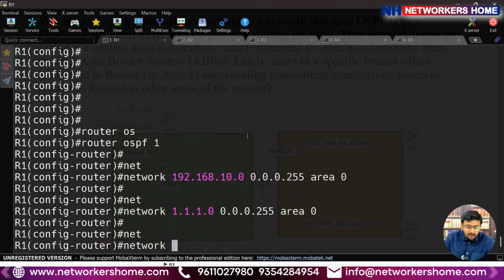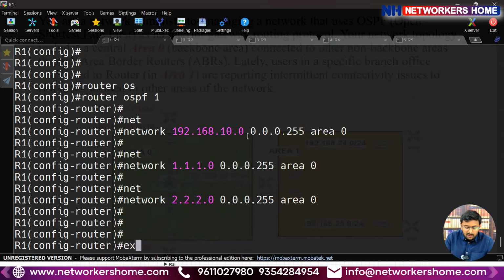Then one more network, 2.2.2.0 with 0.0.0.255, and area is going to be 0. This is on the first router.